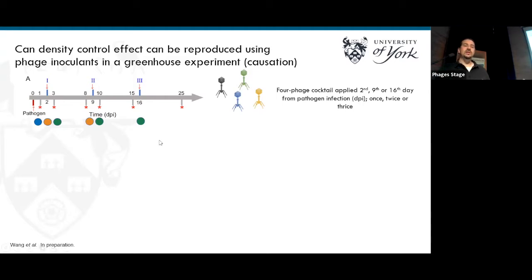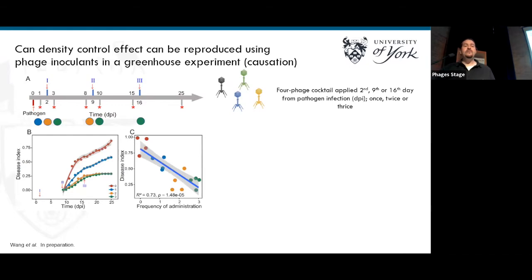If we apply them once, around day 9, or 3 times, where we added them on days 2, 9, and 16. We used this 4-phage cocktail that we developed earlier. And what we find is that we get a reduction in disease incidence with the number of times we apply the phages. There's not a big difference between if we apply 2 or 3 times, but there's higher reduction in disease incidence, disease index, if you apply the phages 2 times.